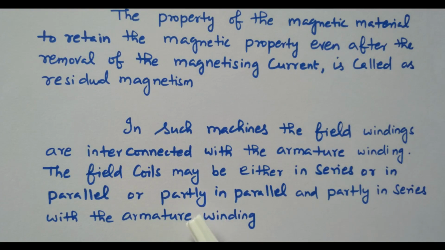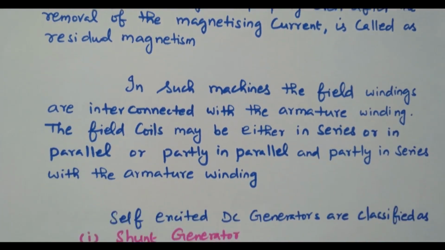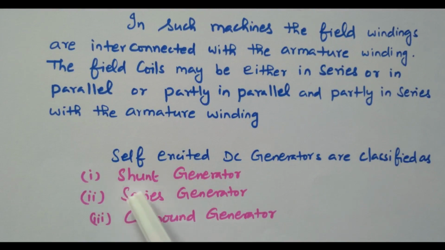So due to residual magnetism, the field windings become a magnet, and since the armature winding and field winding are connected, the current generated from the armature also passes through the field winding. Based on that, it is classified as a shunt generator if the field winding and armature winding are connected in parallel, a series generator if both are connected in series, and a compound generator if connected in series as well as parallel. Now we will see these types one by one.